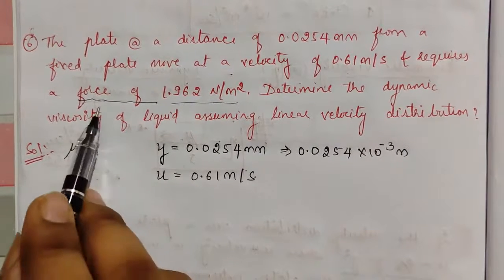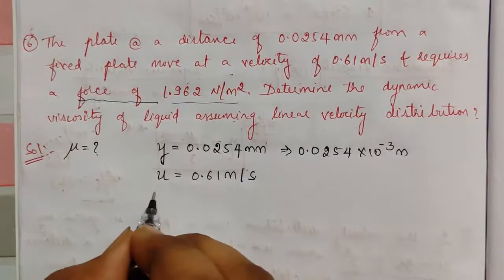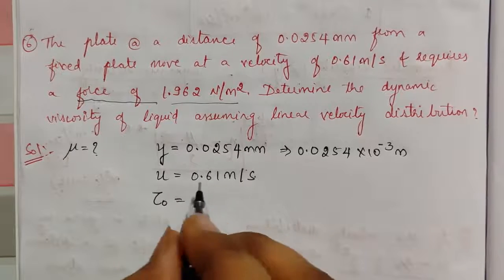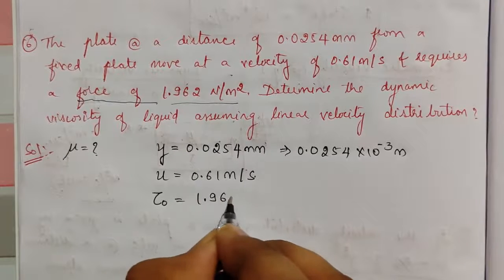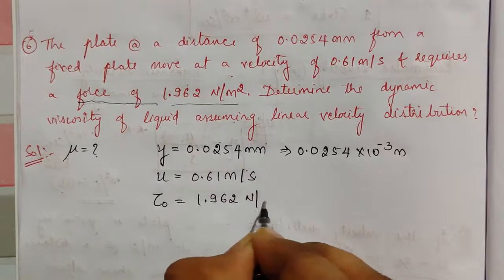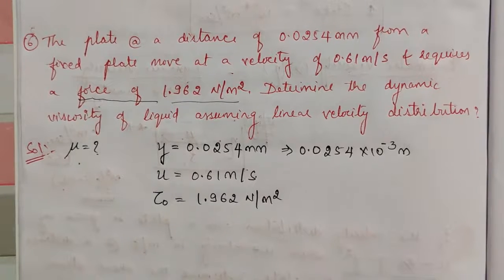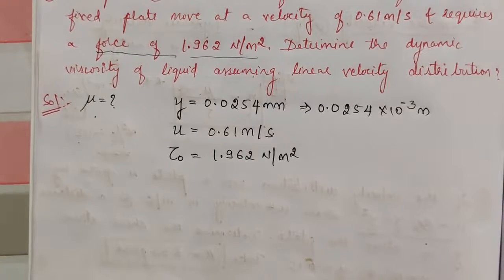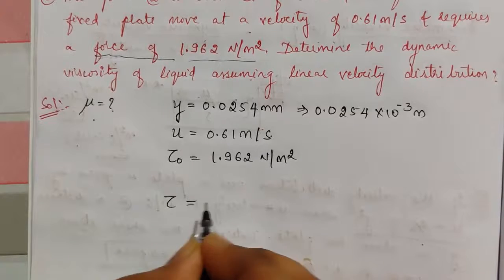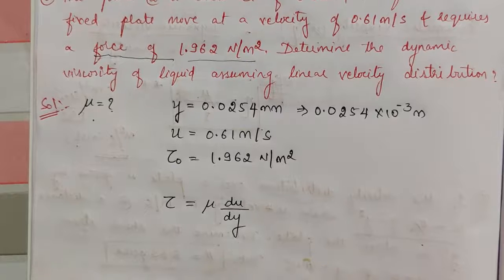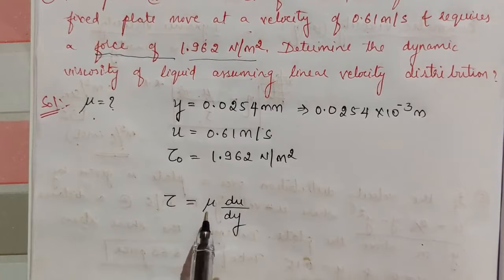Then what is given? Which force is acting? It is understood that it is nothing but the shear force, that is tau, which is 1.962 Newton per meter square. So to determine the dynamic viscosity, we need to find this one. It is a direct question. So tau is equal to what? Mu into du by dy. Correct? Now what we need to find? We need to find this mu.